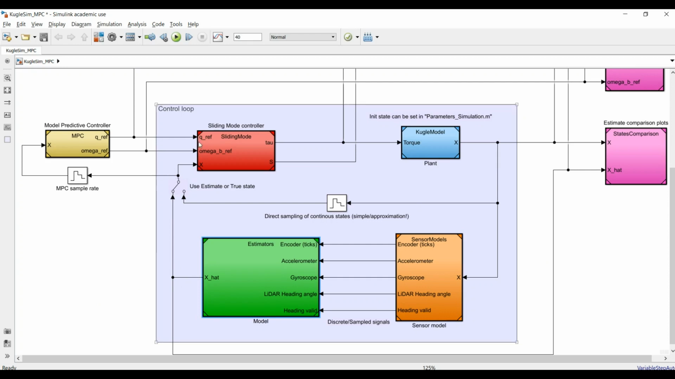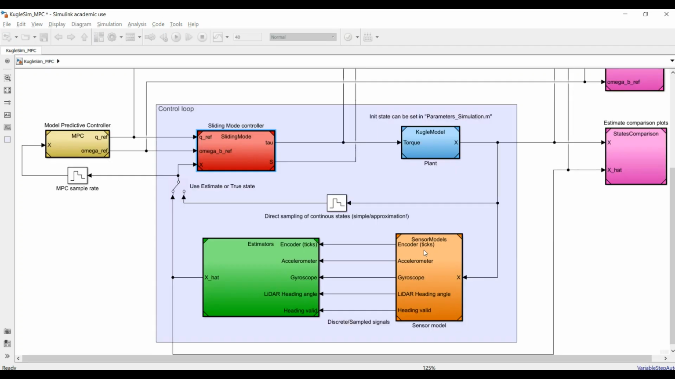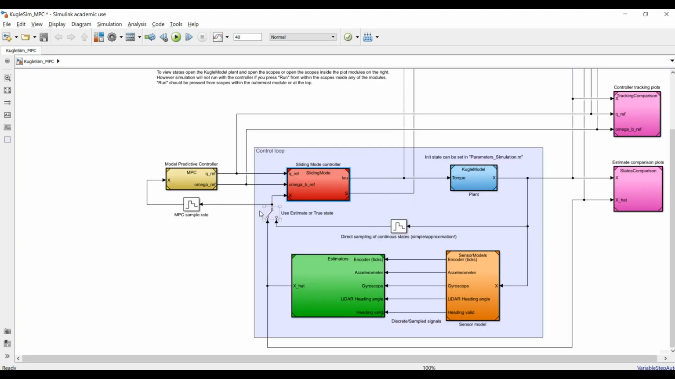The estimated state vector goes into the sliding mode controller, in this case taking in a quaternion reference and angular velocity reference and outputting a three-dimensional torque vector for controlling the plant. This one is just based on a MATLAB model and is nothing more fancy than regular sliding mode control with a continuous switching law. Note the two sample rates. This is because the balance controller runs at 200 Hertz, while the MPC itself only runs at 20 Hertz.